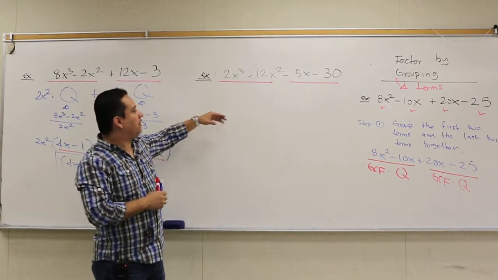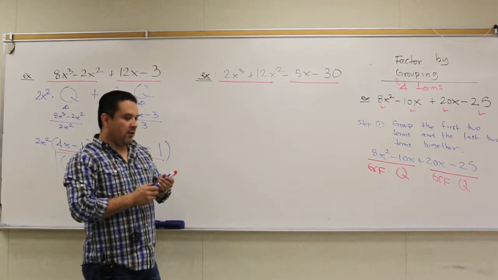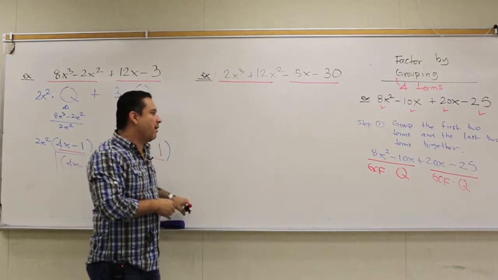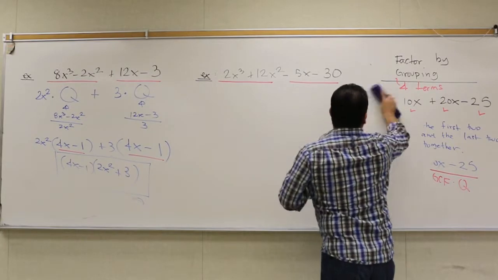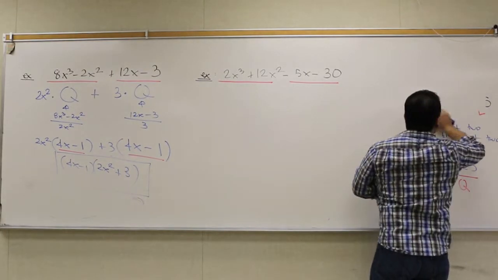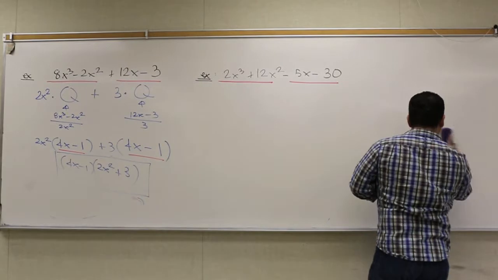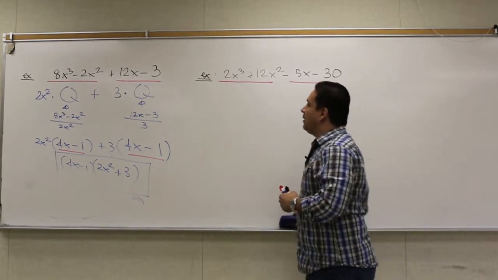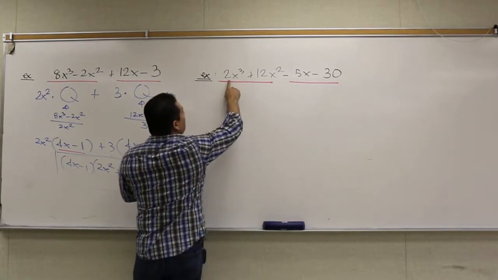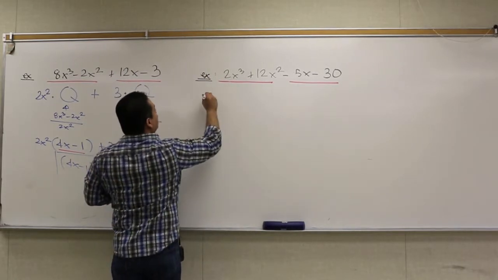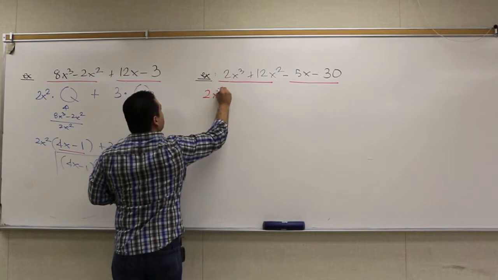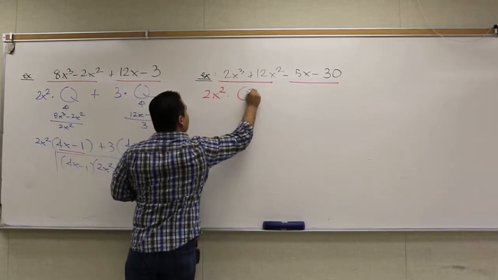Step 2. Factor out the what? The greatest common factor for each term. Is that right? Okay, so I want you guys to try that out. Factor out the greatest common factor for each term. What do you think? 2x cubed, 12x squared. What's the greatest common factor? 2x squared. Good. Don't forget, it's times a quotient.